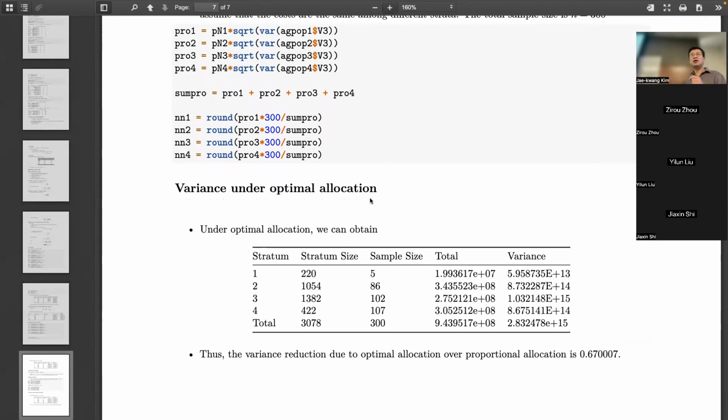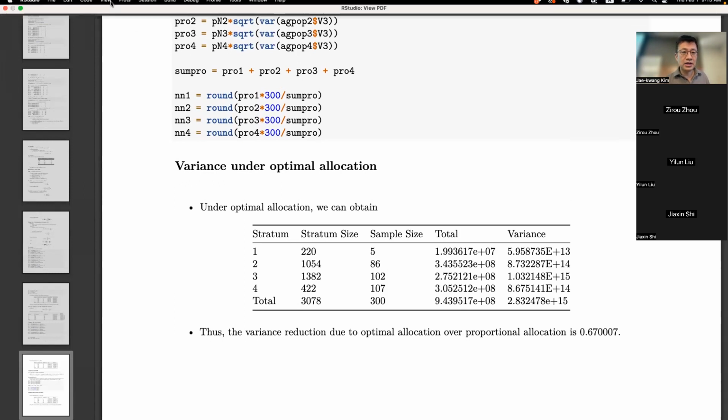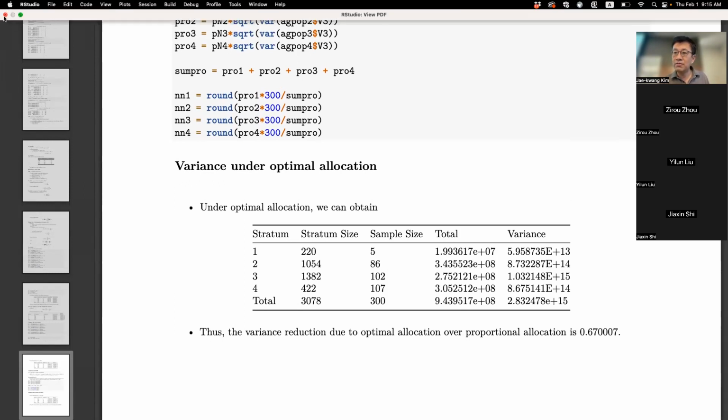Actually, the gain is higher than the gain from oversampling, right? So that I thought is quite interesting. You guys can take a look if you are interested, and this is all for today.